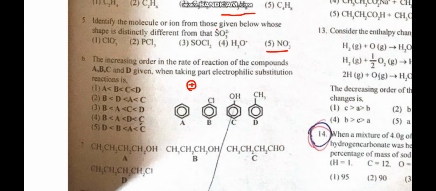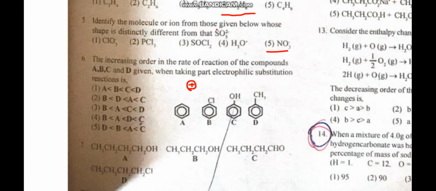Now you can see A has nothing, so that's a normal benzene ring. B is having a chlorine. Now you know chlorine is an ortho-para director, but it is a deactivator. It is deactivating the benzene ring, so the electron richness is reduced even more in B. When you take C and D, you also have ortho-para directors only, but C is a strong ortho-para director because the oxygen atom is directly connected to the carbon, so it is a strong activator. So that benzene ring is very electron rich. D, if you take, is having a methyl group. It is also an activator, but it is a weak activator.